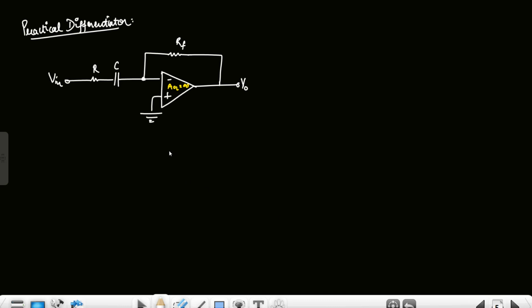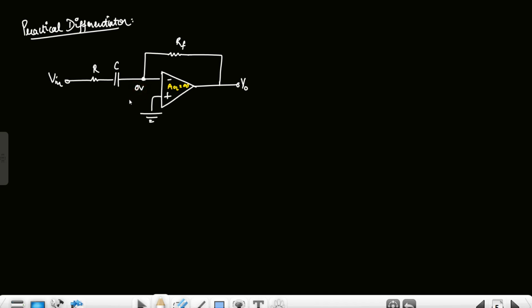So hello everyone. In this video I am discussing the practical differentiator. This is the circuit for the practical differentiator. Here we have connected a resistor in series with the capacitor of the ideal differentiator circuit. The op-amp is ideal, so the virtual ground concept is valid here.